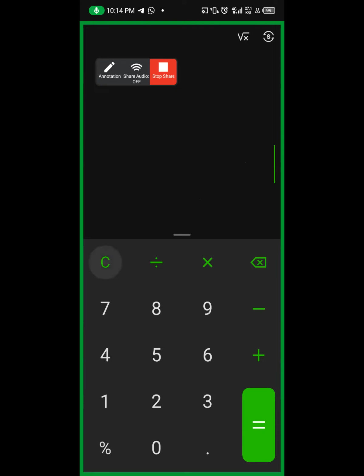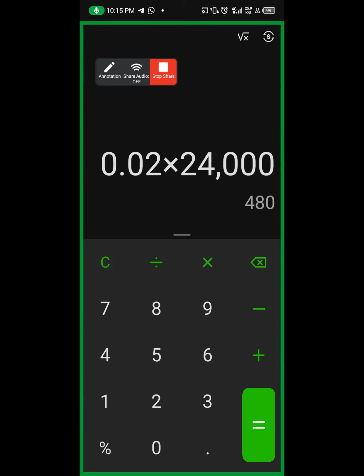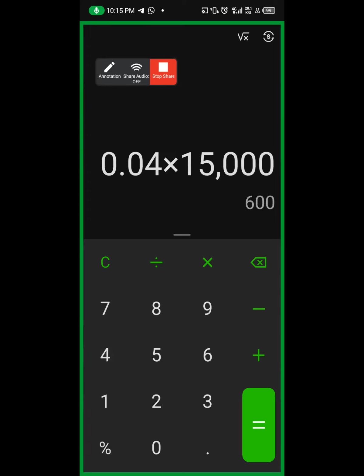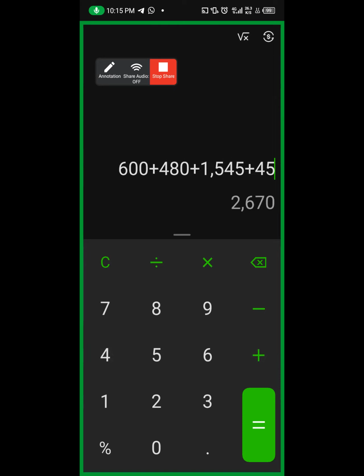Plus, remember also, you are being paid 0.2%. So you are paid 2% of your first stage profits, which was $24,000. That is 480. You are also paid 4% of the second one, which is 15,000. That is 600. So the total money you'll be having is 600 plus 480 plus 1,545 plus what was the other one again? I think $45,000. Yeah. You can be having these in the next 3 months.